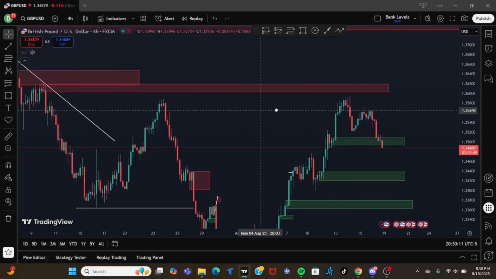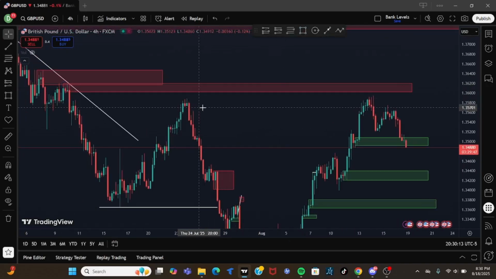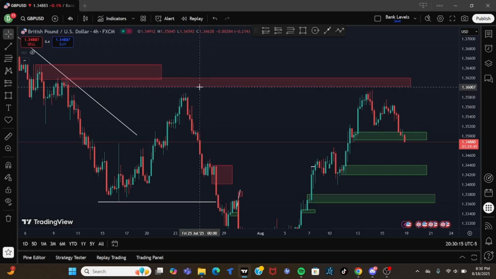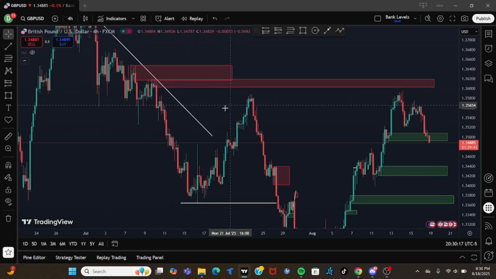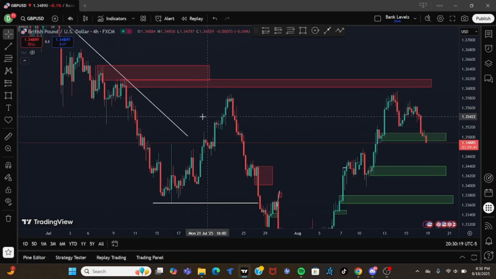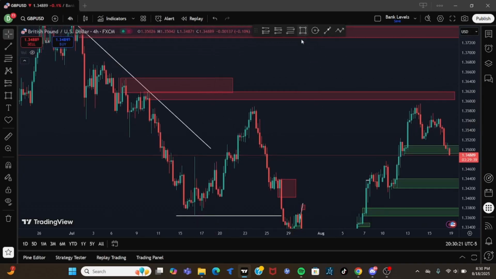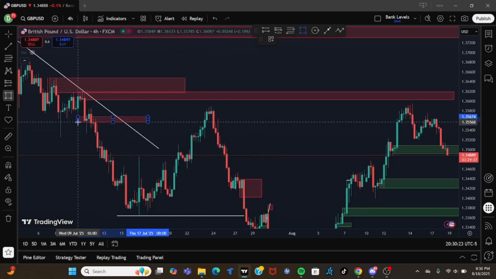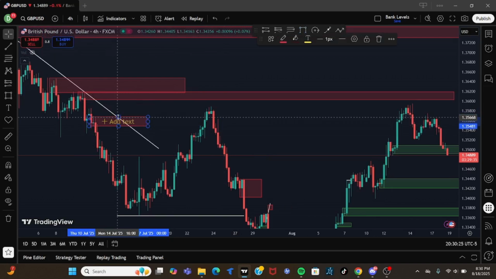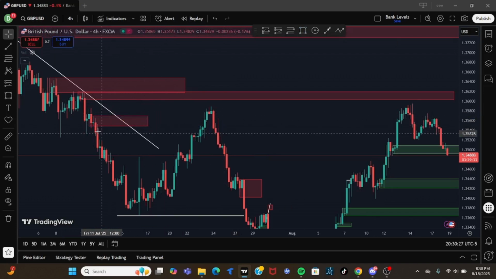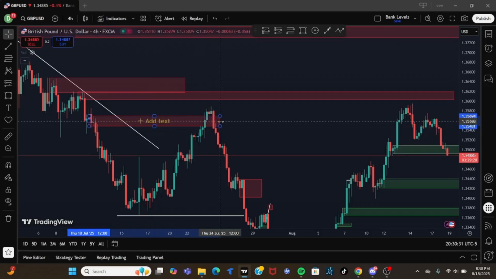Did it eventually tap? No, it didn't get tapped. Yeah, it didn't tap. This is also a supply zone too, right here. See that? Draw from the bottom to the top and go right with it.